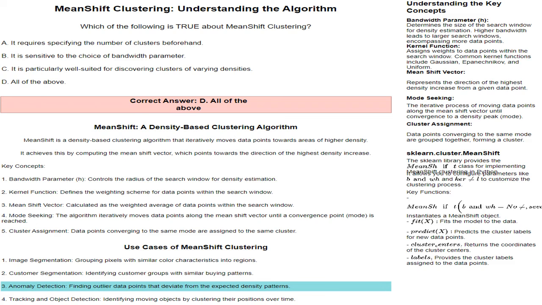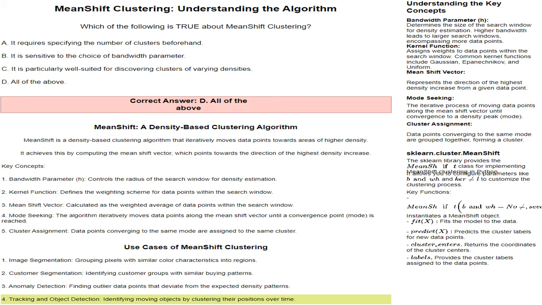Finding outlier data points that deviate from the expected density patterns. Anomaly detection: finding outlier data points that deviate from the expected density patterns. Identifying moving objects by clustering their positions over time. Tracking and object detection: identifying moving objects by clustering their positions over time.